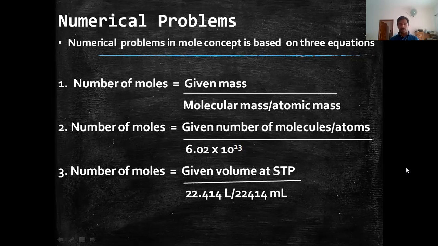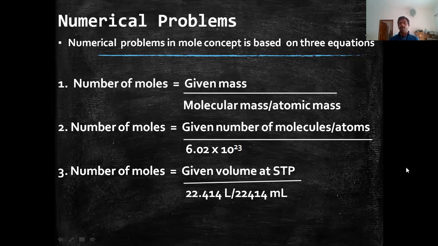Now instead of mass and number of molecules, suppose volume at STP is given. If volume at STP is given, how will you find out number of moles? We know volume of 1 mole is 22.4 liters at STP, 22.414 liters exactly, at STP.